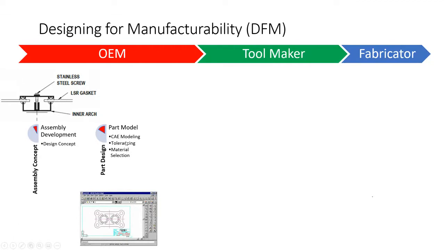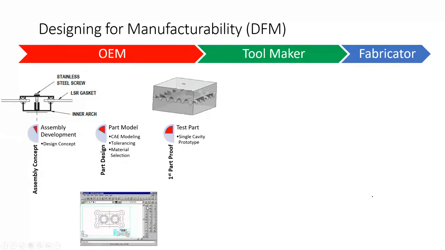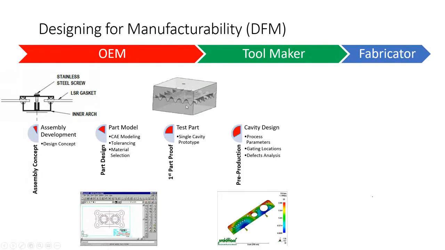So far, we really haven't covered DFM. For the first aspect of DFM, we look at the first part proof, where we usually make a prototype mold, usually single cavity, just to make sure that this gasket is going to seal between those two metal objects and create a proper seal. We might be looking at it in terms of the application fluids, temperatures and service requirements. Once we have approval, a thumbs up from the OEM, we transfer to the tool maker, and now the real designing begins.